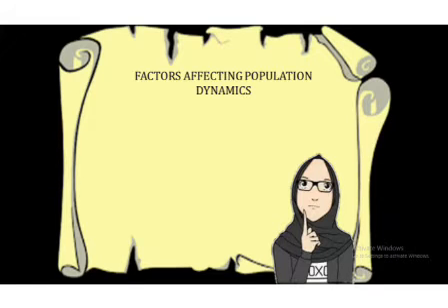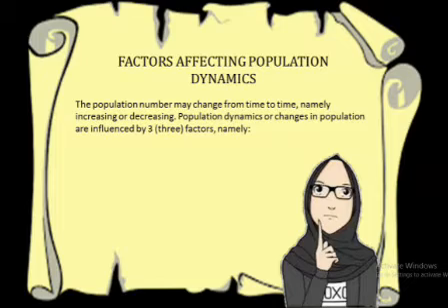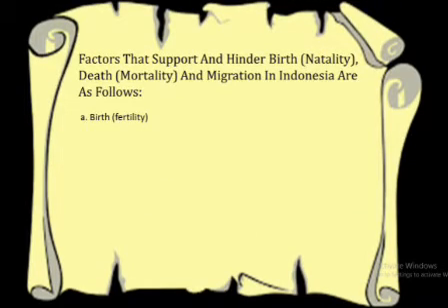Factors affecting population dynamics. The population number may change from time to time, namely increasing or decreasing. Population dynamics or changes in population are influenced by three factors, namely: Factor 1, birth or natality. Factor 2, death or mortality. And factor 3 is migration or displacement. Factors that support and hinder birth or natality, death or mortality, and migration in Indonesia are as follows. A. Birth or fertility.